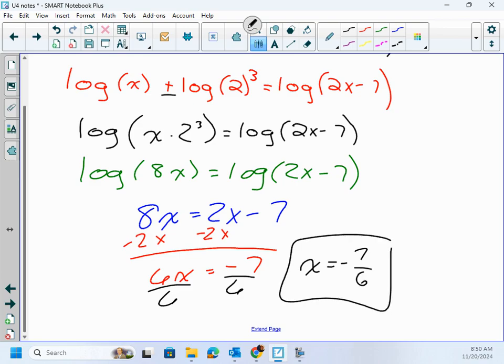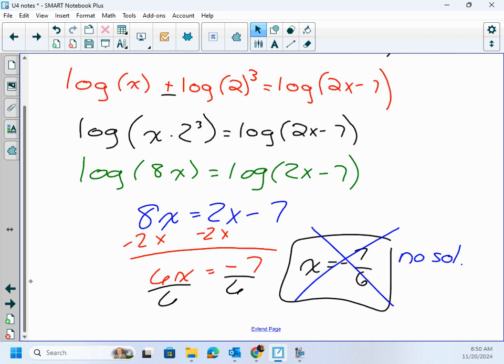And I've got to check it. If I go to the very first one, it's log of x. So it'll be log of negative 7 over 6, which you can't do. Which means this doesn't work. Which means because that was the only one, there is no solution to this equation.